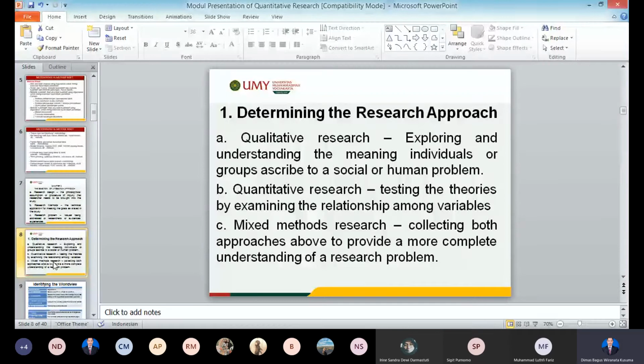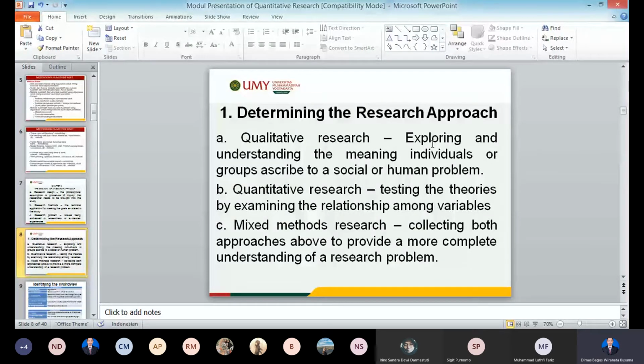In qualitative research, you explore and understand the meaning individuals or groups ascribe to a social or human problem. So you try to run the discussion on how you solve the problem by exploring the issues. Usually, if you use qualitative research, you go into the field and take information directly from the individuals involved in that particular issue.